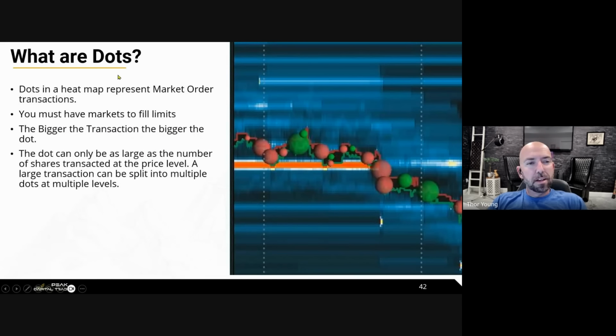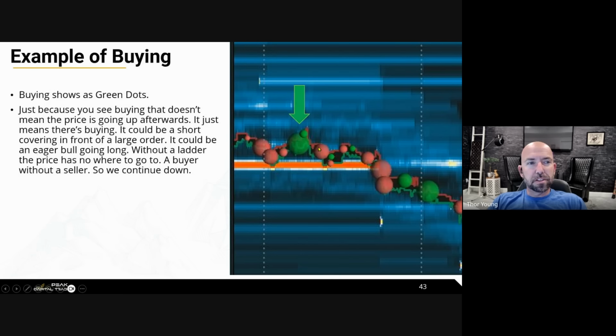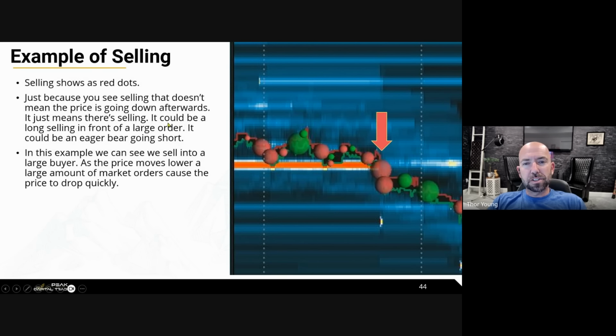So in the Bookmap, dots are market orders. Limit orders are the lines, market orders are the dots, right? So when it's buying orders, they come in as green dots. Red dots come in as selling orders. Now, that doesn't mean they were on the bid or on the ask. That just means they were buying or selling. So they could have been buying on the bid. They could have bought on the ask, right? It just means where the market order got filled, which is important to pay attention to.